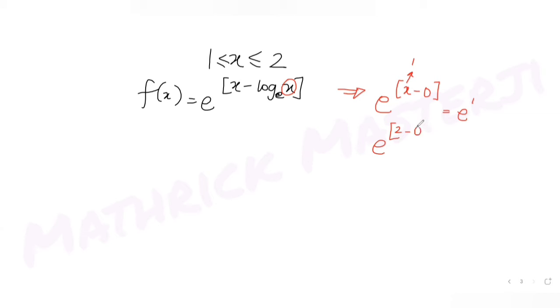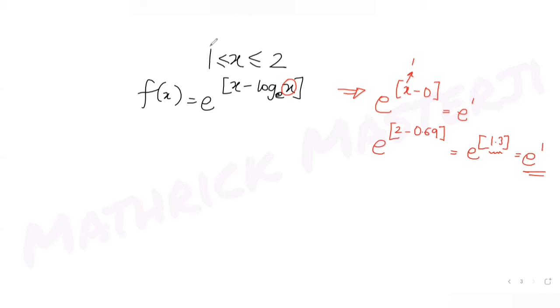Log 2 to the base e, we know it's somewhere 0.69 something. That is the greatest value of log that is given to us. So 2 minus 0.69, I see it's somewhere 1.3 something, and the greatest integer function means we have to find the greatest integer that is just less than or equal to this value of x. So the greatest integer, I see, is 1.